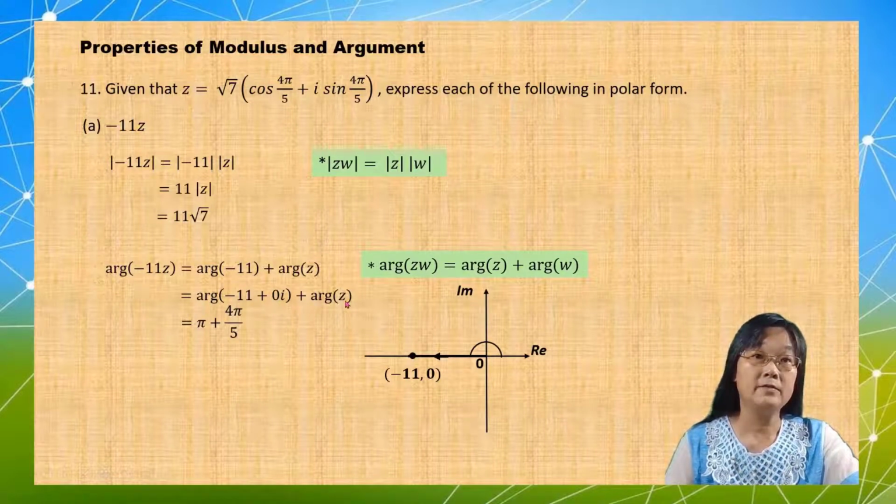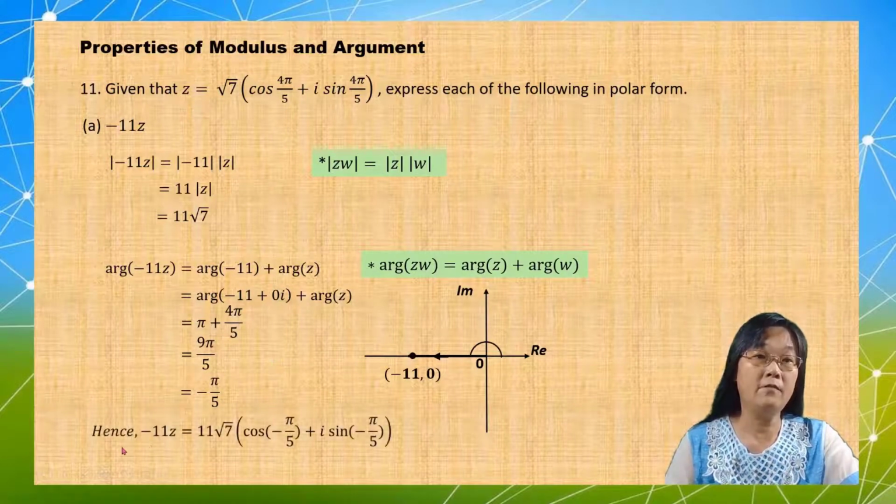Then the argument of z, we can get from here, it is 4 pi over 5. Then when we add, we get 9 pi over 5. But 9 pi over 5 is greater than pi, which means we need to subtract 2 pi. So after subtracting 2 pi, we get negative pi over 5. Therefore, the polar form for this complex number is this one.